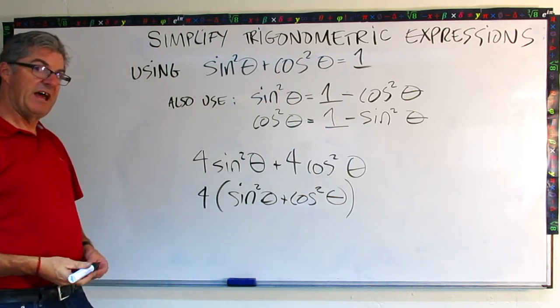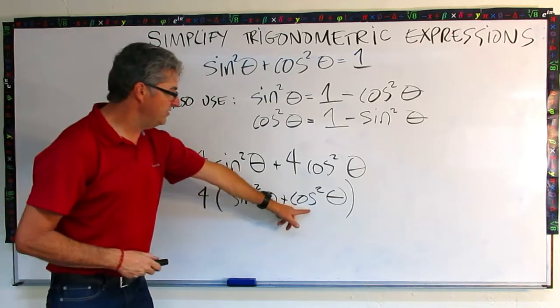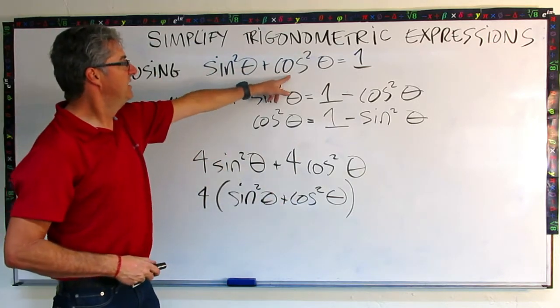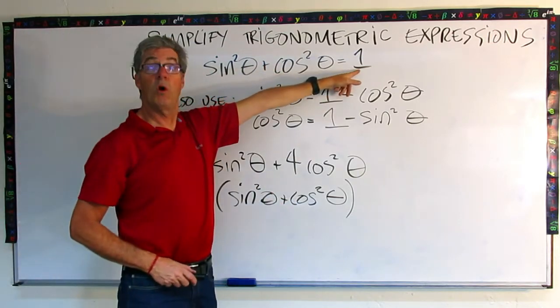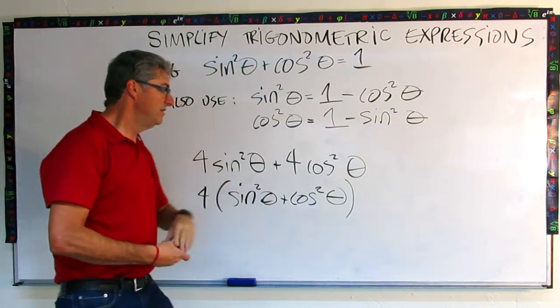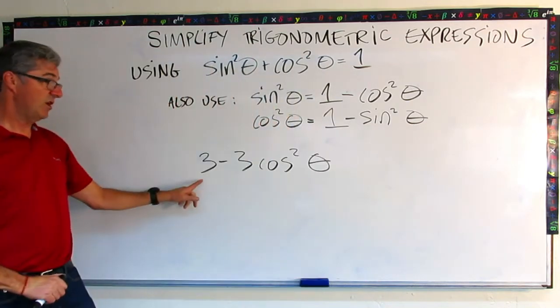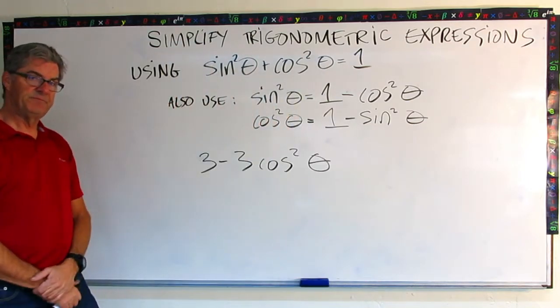Now what do you think we're going to have? Check this out. Sine squared theta plus cosine squared theta, that's this. And we know this is just 1. So this expression is 4 times 1. So this is just 4. Try that one. See what you can get.